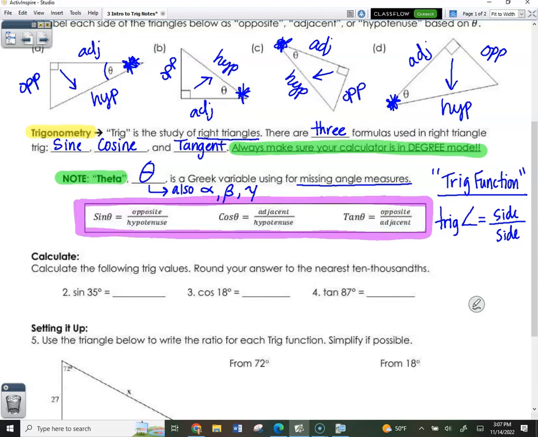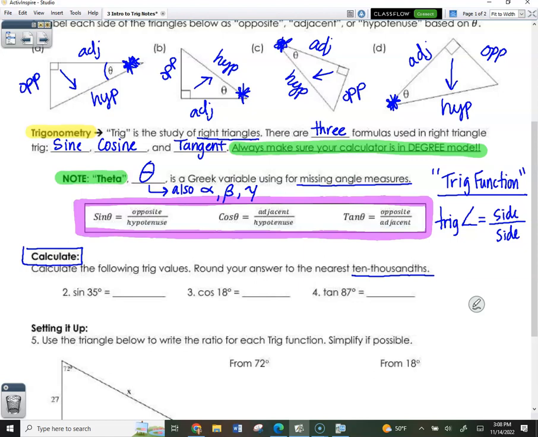So this entire paper covers like 1, 2, 3, 4, 5 different types of questions based on trig. 5 different ways that I could give you a trig question. They are compartmentalized by the bold. So I don't know if you want to highlight that part. But if I just say calculate, this means go to your calculator and enter the trig value, round your answer to the nearest 10,000ths.